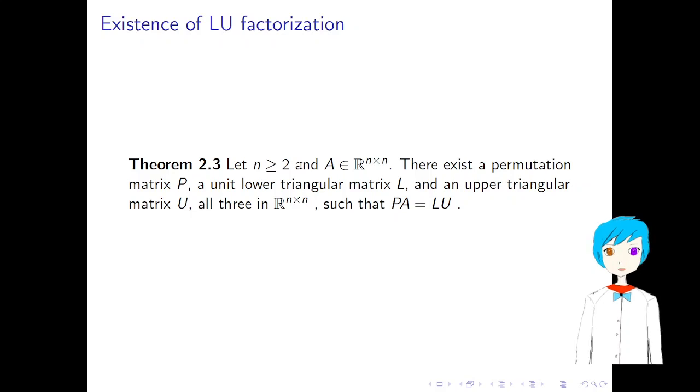There always exists a permutation matrix P, a unit lower triangular matrix L, and an upper triangular matrix U, such that PA equals LU for a square matrix A. Here we don't require that each leading principal submatrix of A is non-singular. Here we don't have any restriction on the matrix A. If A is singular, then U is singular, but L should be a lower triangular matrix.